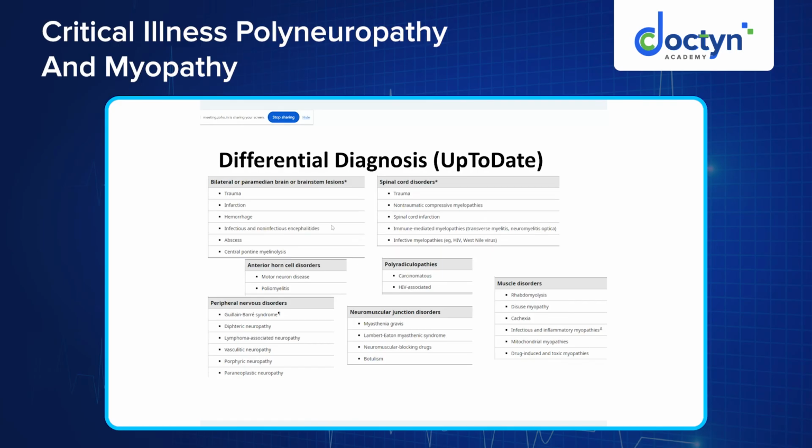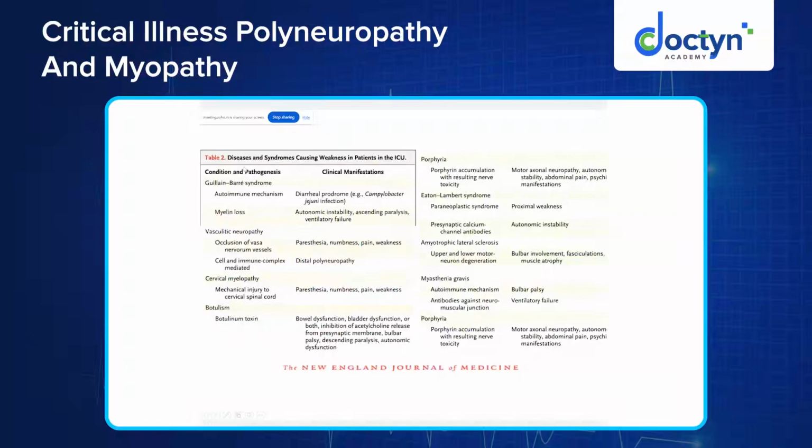If it is a spinal cord disorder, maybe spinal cord infarction, trauma, infective myelopathies, anterior horn cell disorders, motor neuron disease, poliomyelitis, polyradiculopathies, HIV or carcinomatosis, peripheral nerve disorders, GBS, polyneuropathy, paraneoplastic neuropathy, neuromuscular junction disorders like myasthenia gravis, Lambert-Eaton myasthenic syndrome, botulism, and muscle disorders: rhabdomyolysis, diffuse myopathy, cachexia, mitochondrial myopathies can be there. So based on that, you build a lot of differentials.